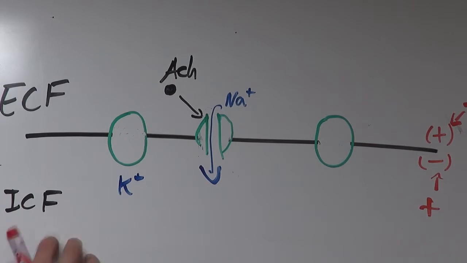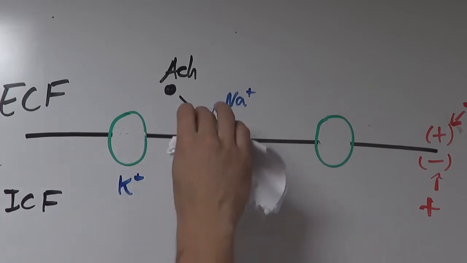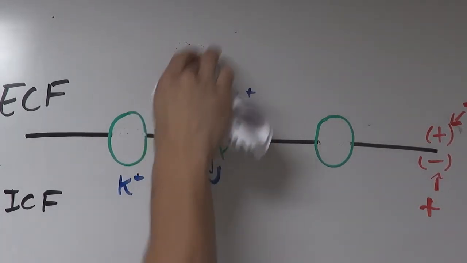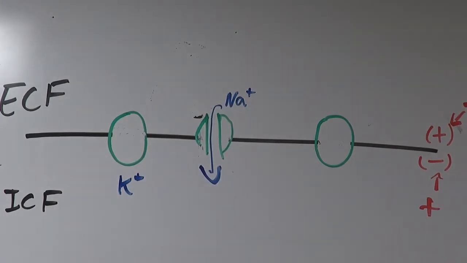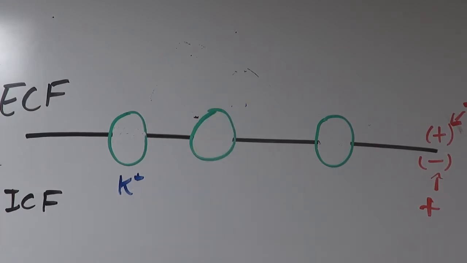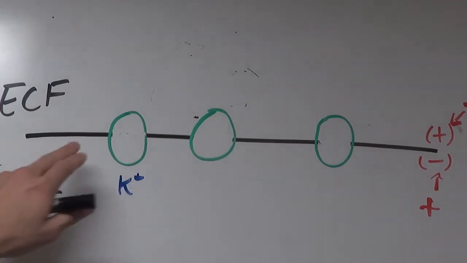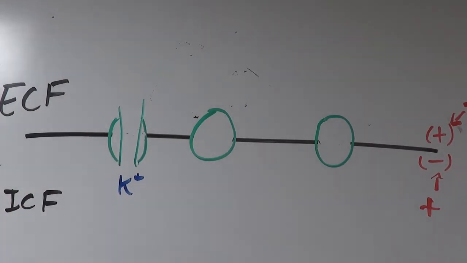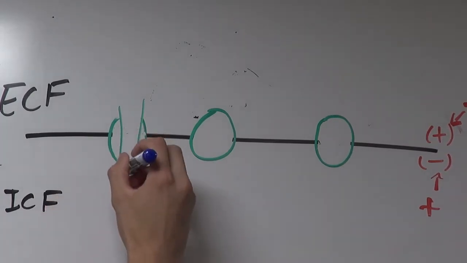So now the ICF is a lot more positive than it was at resting membrane potential, and the ECF is a lot more negative. So now what happens is the ACh that was bound to the ligand-gated channel is broken down and released, causing the sodium channel to close. Now the potassium-gated channel opens, and because of the concentration gradient again, potassium can now exit the cell.